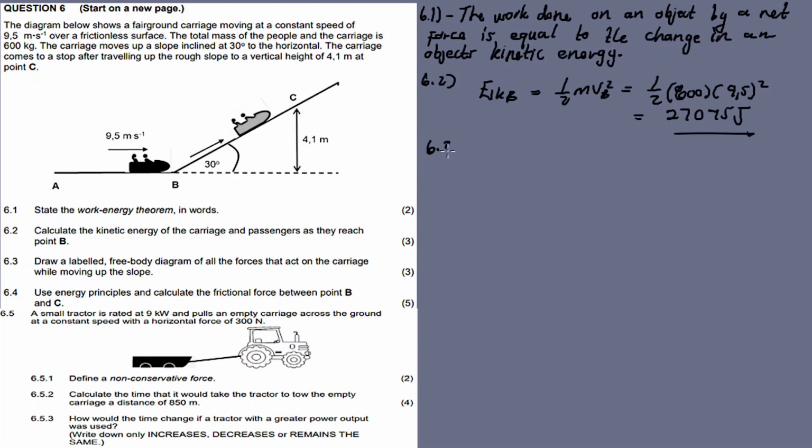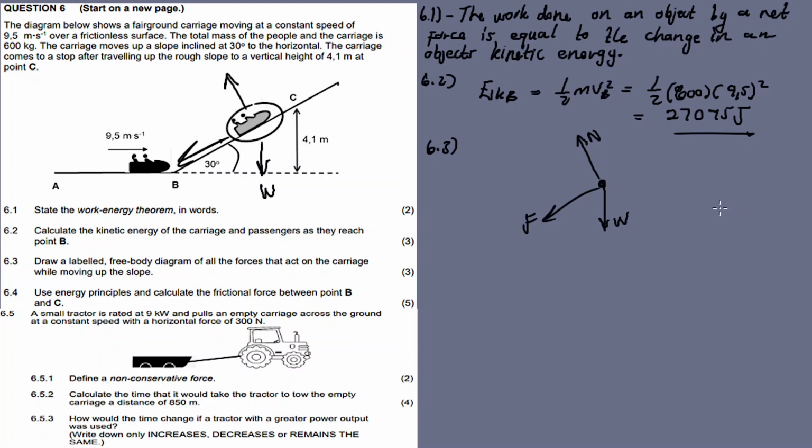6.3. Draw a labelled free body diagram of all the forces that act on the carriage while moving up the slope. So we want all the forces acting on this carriage. We have the normal force, the frictional force, and the weight. Yes, 3 marks. So this is our free body diagram.